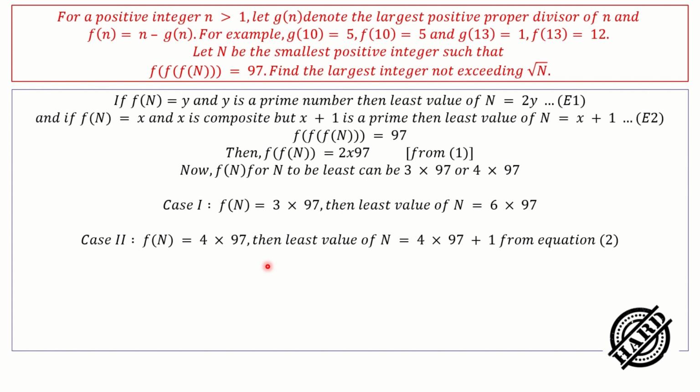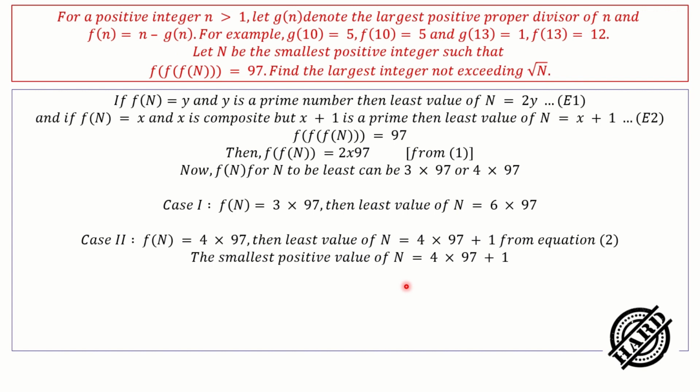If f of n equal to 4 times 97, then the next number after it is basically a prime. 4 times 97 is 388, so 389 will come. It's a prime. So n can be 4 times 97 plus 1. Now, out of these two values of n, which is smallest? Because n should be the smallest positive integer that is possible, that's given. So you take n equal to 4 times 97 plus 1. Okay, this is your n.